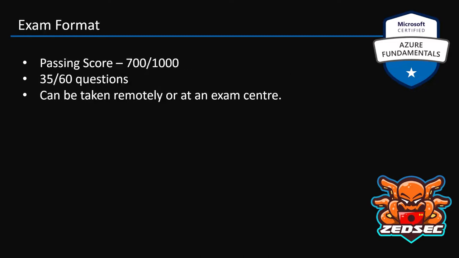So the exam format, the passing score is 700 out of 1,000. Basically, you're only going to get asked 35 to 60 questions, but each question's weighted a different amount. So not each question is going to be worth the same amount of points, which is why it's 700 out of 1,000. As long as you answer 70% of the questions correctly, roughly, you're going to get the pass mark on it. So the exam can be taken remotely or at an exam centre.